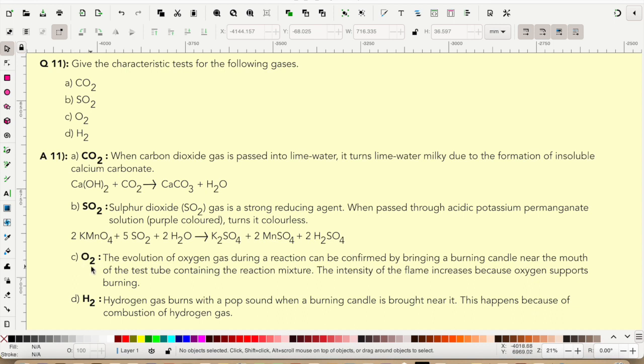Third one is oxygen. The evolution of oxygen gas during a reaction can be confirmed by bringing a burning candle near the mouth of the test tube containing the reaction mixture. The intensity of the flame increases because oxygen supports burning. Hydrogen gas. Hydrogen gas burns with a pop sound when a burning candle is brought near it. This happens because of the combustion of hydrogen gas.